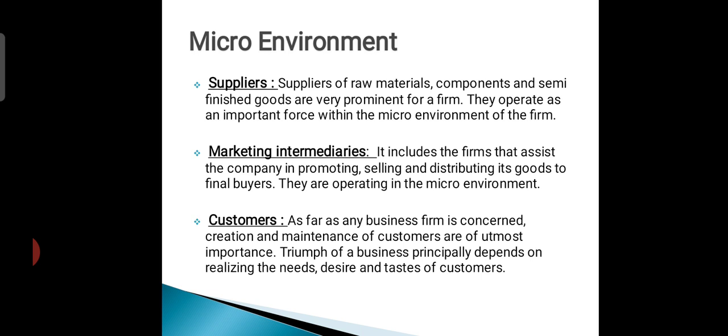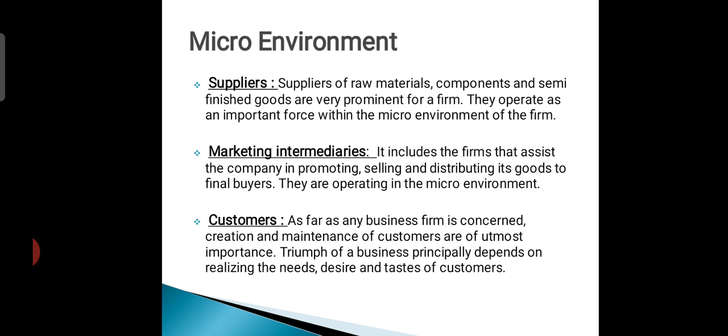Otherwise, they will quit from our product. So, according to the attitude of consumers, according to the changes in the taste and preferences of consumers, the organization wants to make changes in our product or service. Otherwise we cannot compete with other firms. We cannot exist in this competitive world.